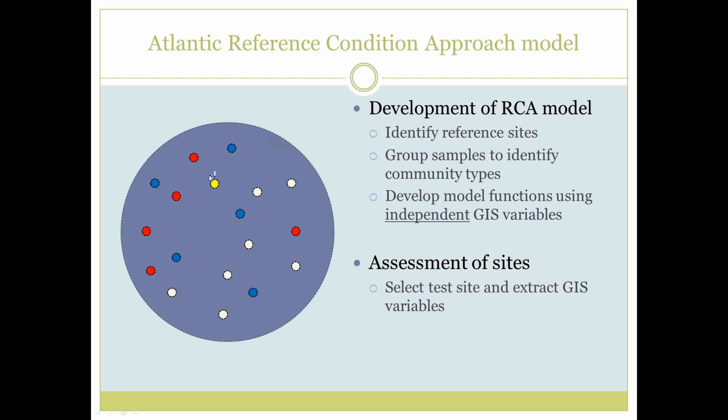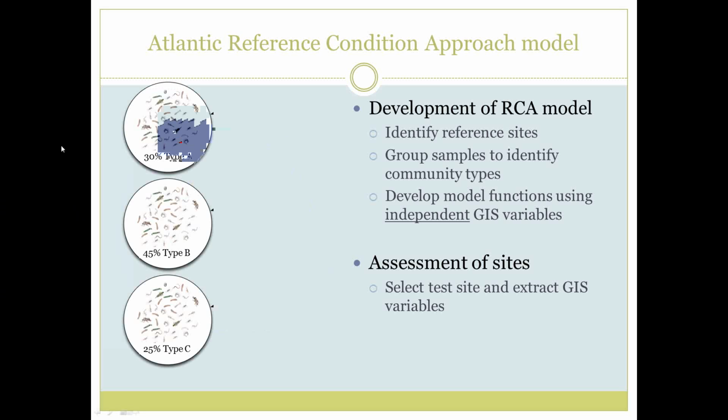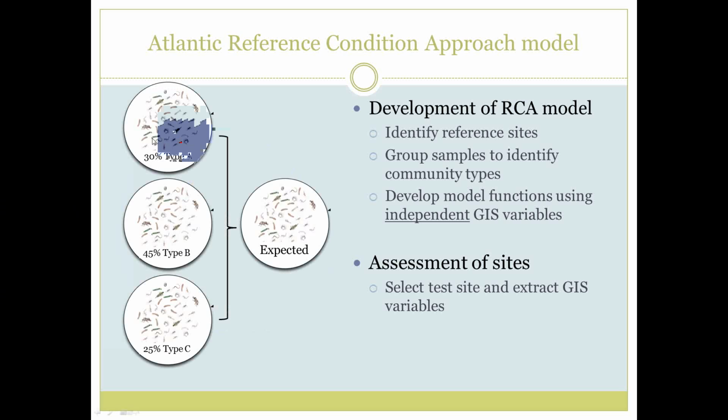So in the event that there was no stressor in that particular test site, so we've just gone out and sampled it, if there was no stressor in that site, then this is what our community should look like. And so we can visualize that here. And then what we do is we combine those three different ones, and that creates our expected community at our test site.